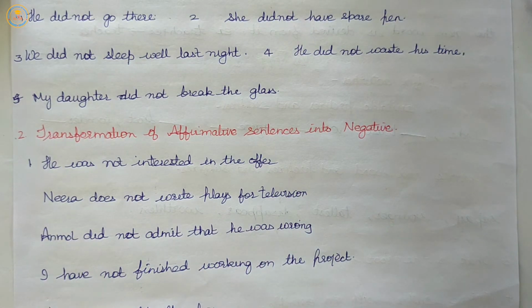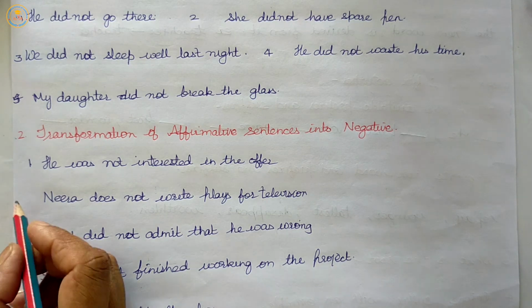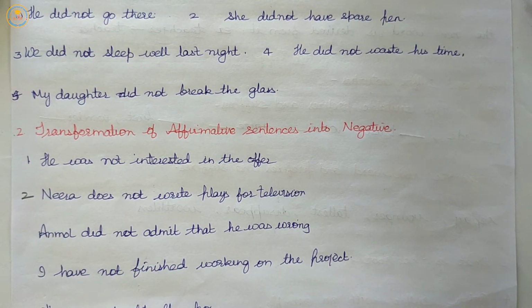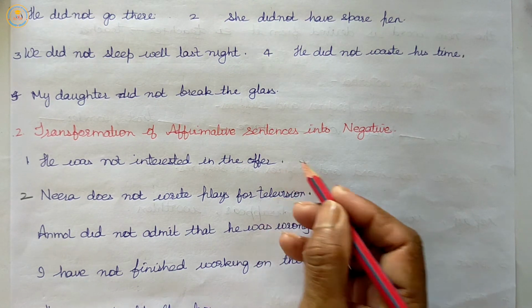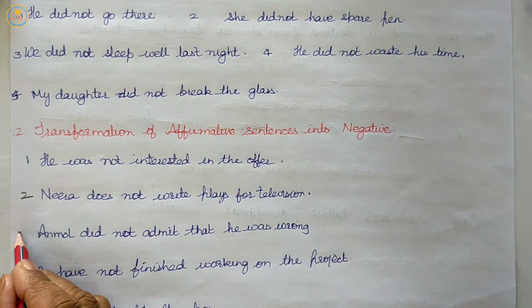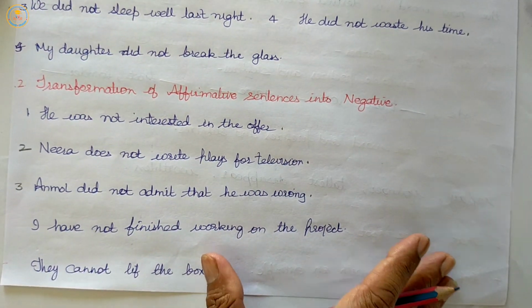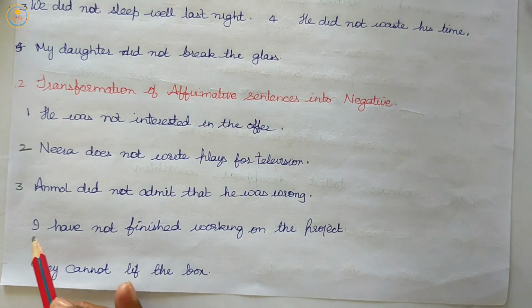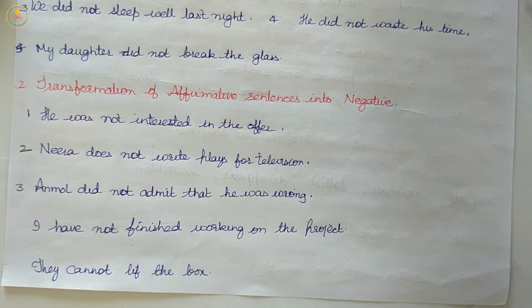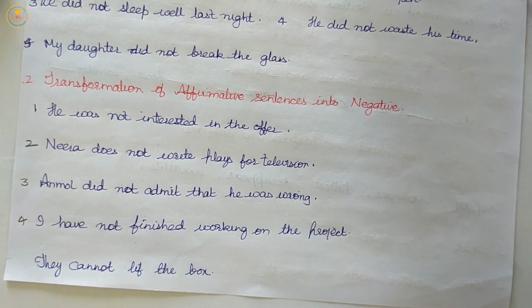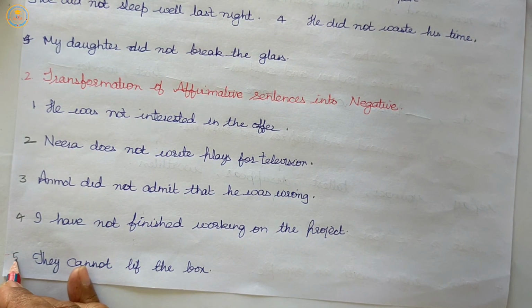Our next question was to change affirmative sentences into negative sentences. First was, he was interested in the offer, and the negative, he was not interested in the offer. Second was, Neera writes plays for television; Neera does not write plays for television. Next, Anmol admitted that he was wrong; Anmol did not admit that he was wrong. Next, I have finished working on the project; I have not finished working on the project. Next, they can lift the box; they cannot lift the box.